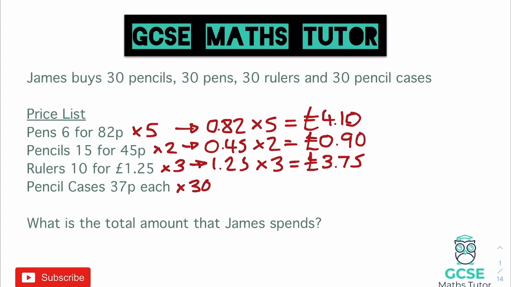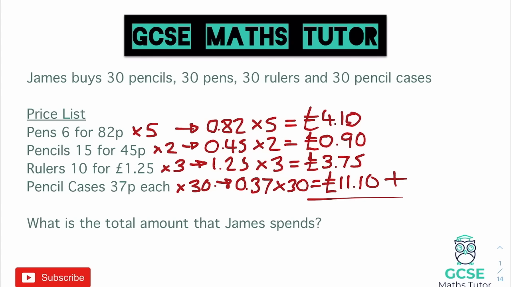And then for the last one, 0.37, times that by 30, and we get our final bit of working out there, 0.37 times 30, and that comes out as £11.10 or 11.1 on the calculator. So we need to add all of those together. That's going to give us our total cost.